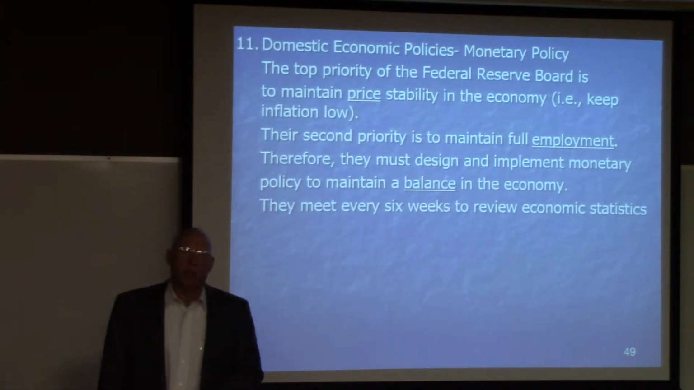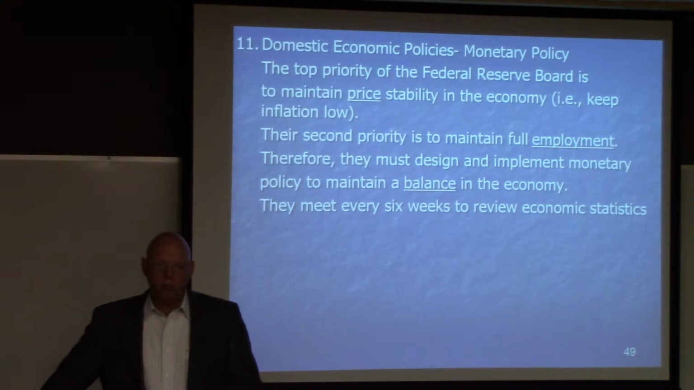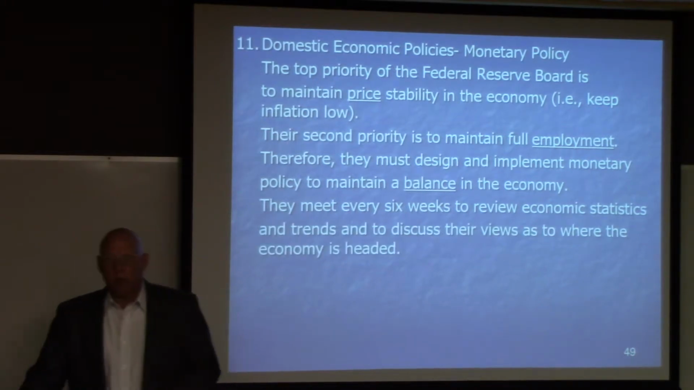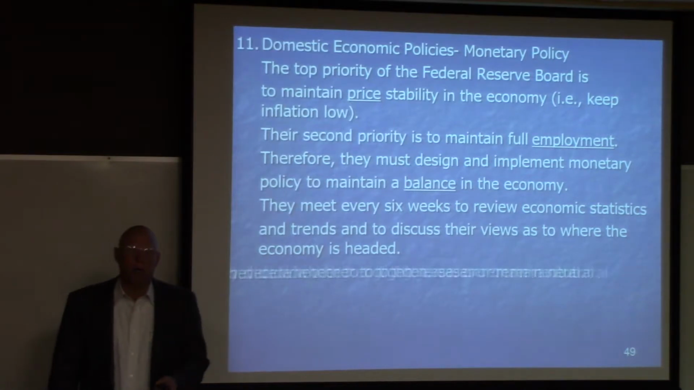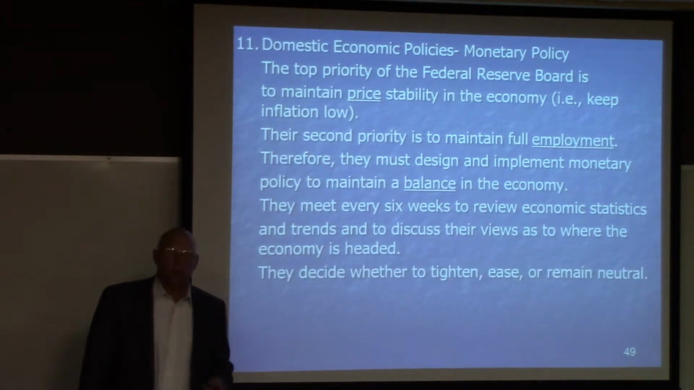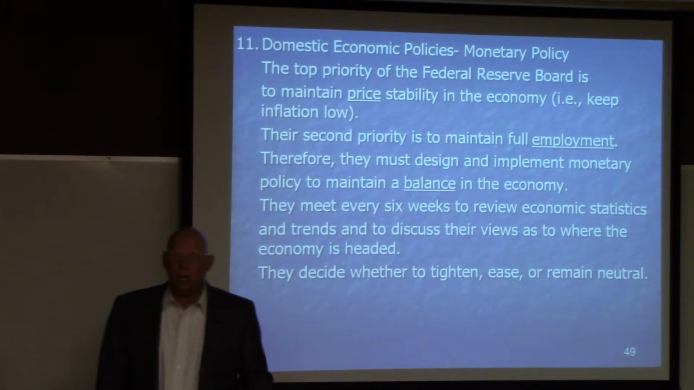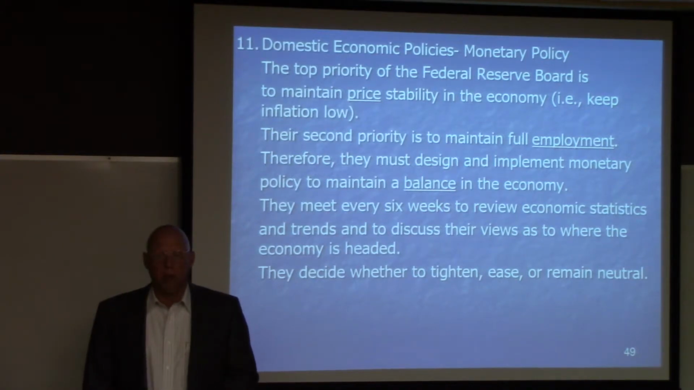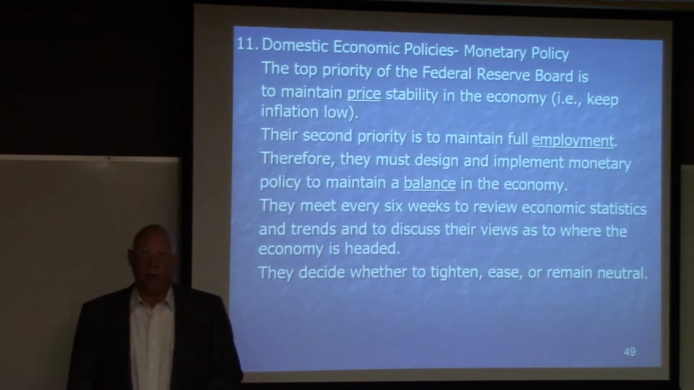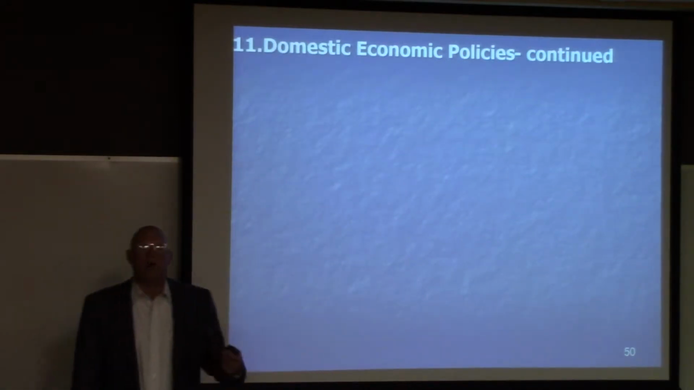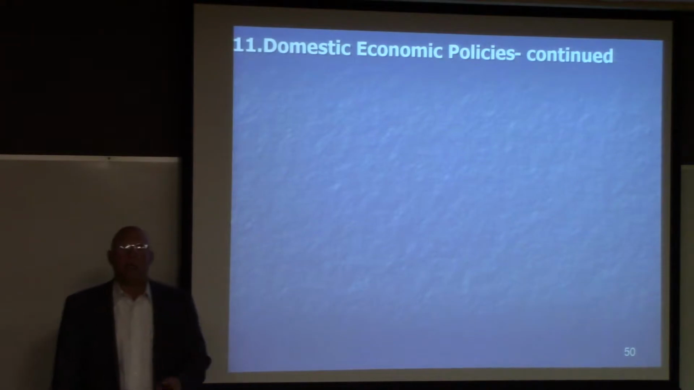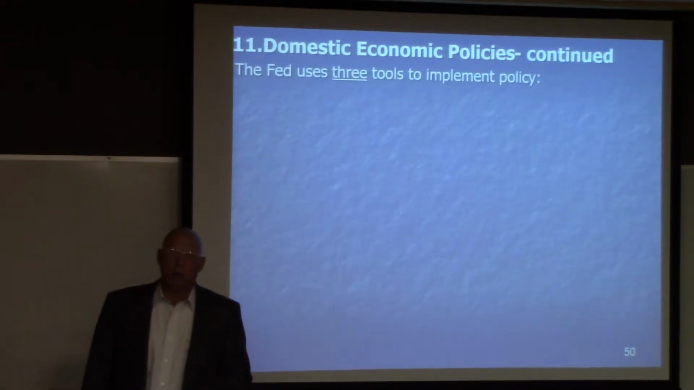And so the Federal Reserve will meet every 6 weeks. The Board of Governors will meet every 6 weeks to review economic data and economic trends and to discuss their views as to where they think the economy is headed. And then they decide whether to tighten, ease, or remain neutral with their monetary policy and the money supply. What are they going to do with the money supply based on how the tea leaves that they're reading, the economic data that they're interpreting about the economy.